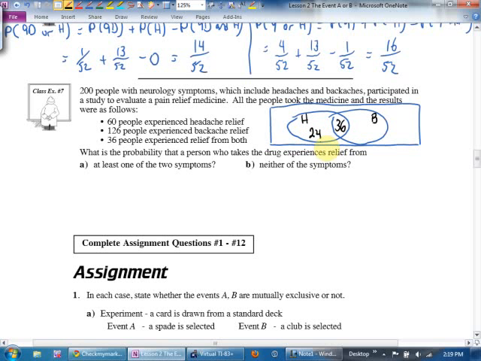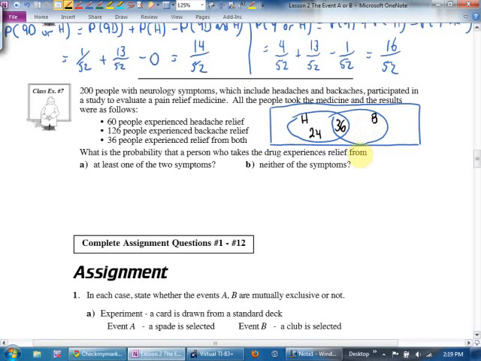Oh, Kelvin, what do those two together add up to? 60. There's your 60 that got headache relief. 36 got both. Only 24 got their headache relief but not their backache relief. Oh, 126 people got backache relief. I'm not going to put 126 there. What's going to go there? 90.